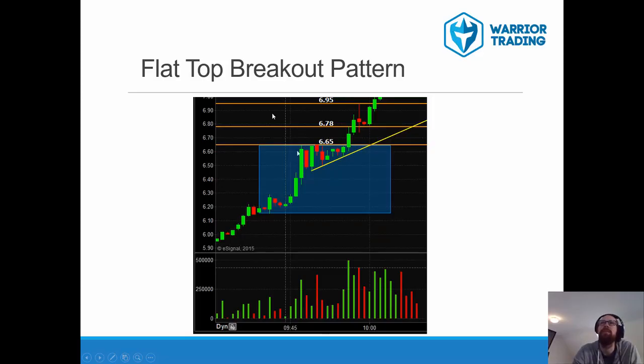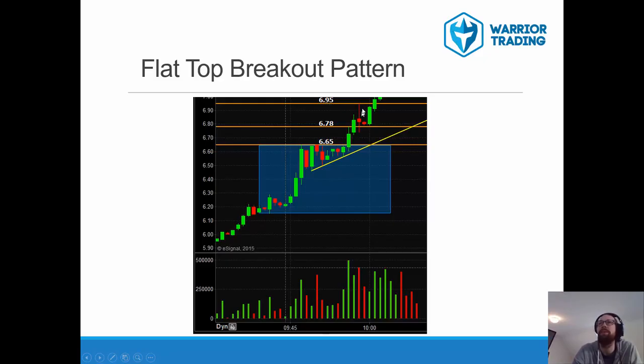Here's another example of the flat top breakout pattern. You pop up to 65 and you hit it once, twice, three times, four times, consolidating again here under that level. So we know when we break over 65, there's a good chance we'll see volume. That's exactly what we see on this candle. Big volume coming in for the break over 65, and we spike up to a high of 65.95.